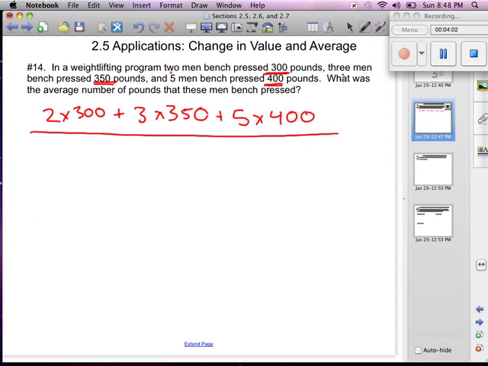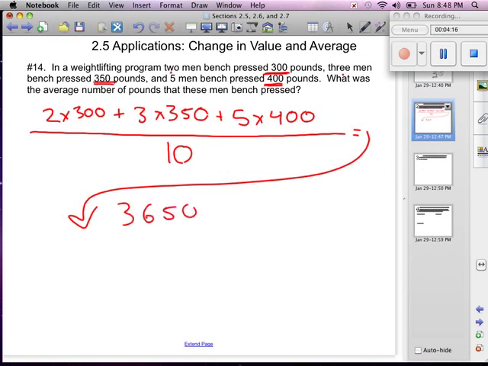And how many men were there? Not 3, not 9, 10. Okay? So what does this all equal on the top? I'm going to bring it down here. We have 3,650 on the top. And we have 10 underneath. So remember, fraction means divide. And when we divide it, we get 365. What? Bananas? No. Pounds. Okay.